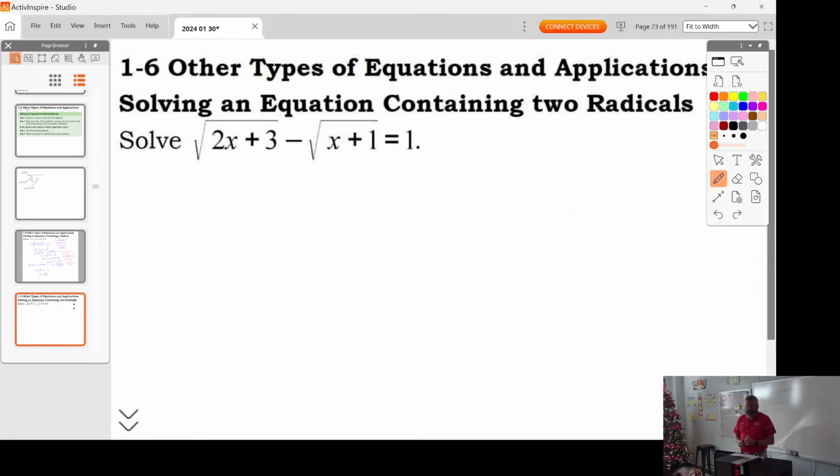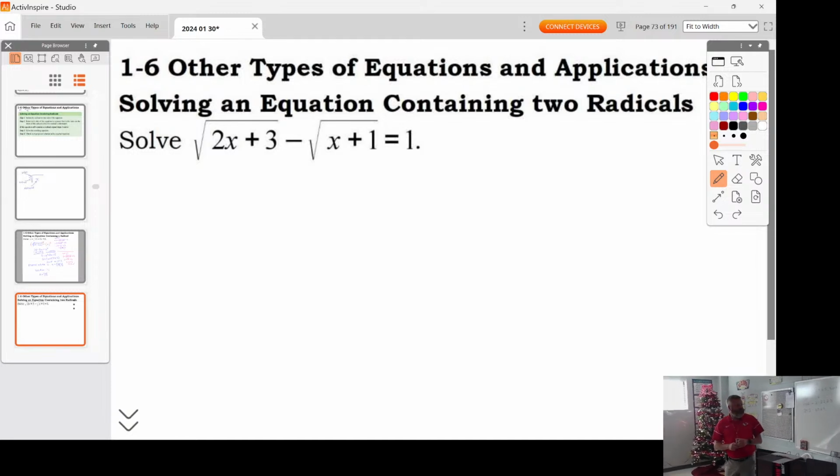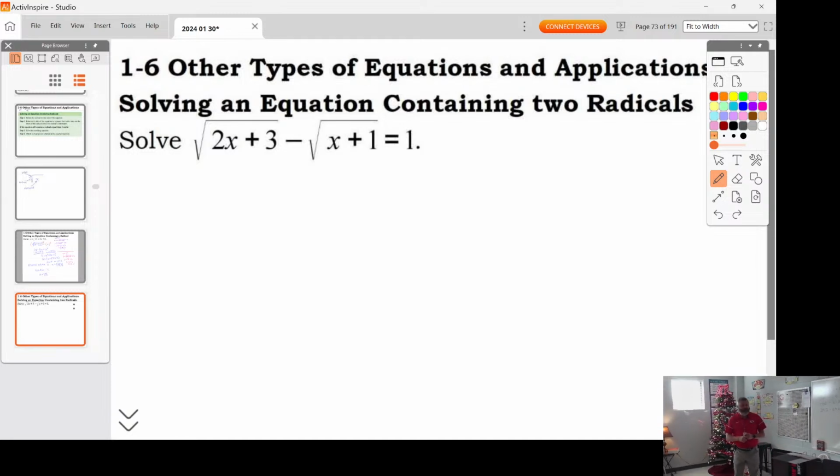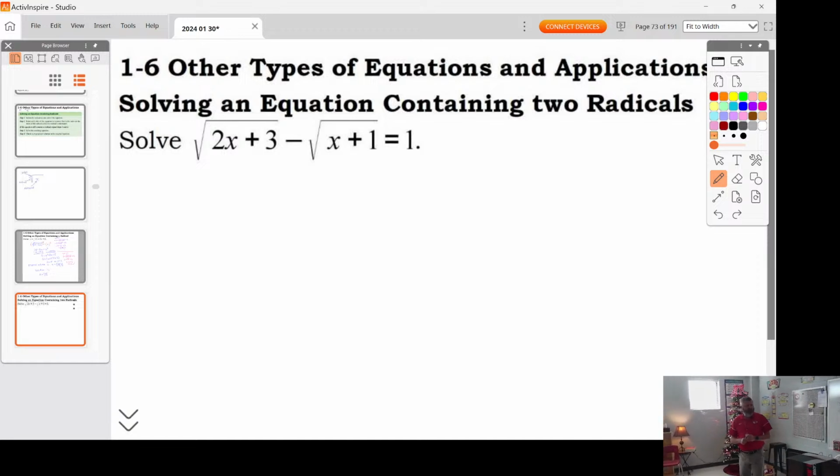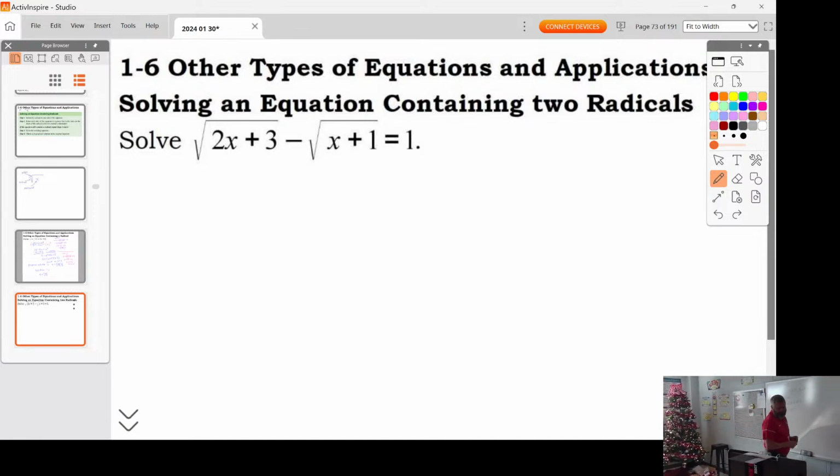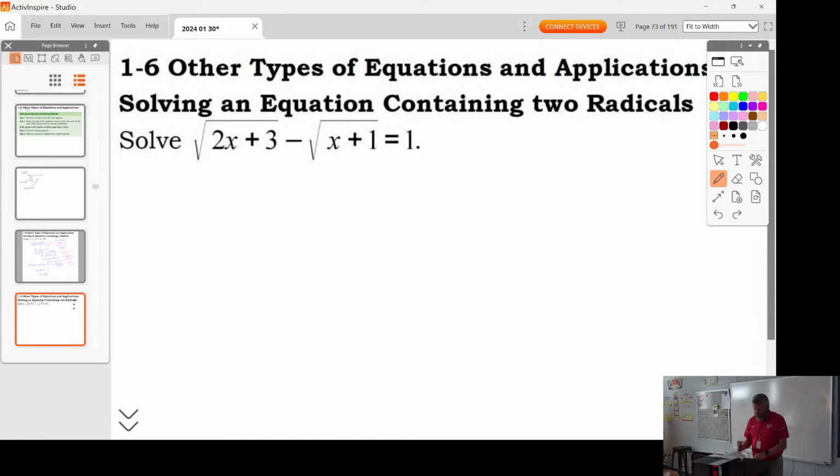All right, here's another problem. Square root of 2x plus 3 minus square root of x plus 1 equals 1. Step number 1, isolate a radical. We have 2 of them. You must isolate one. Which one? Does not matter. Good.